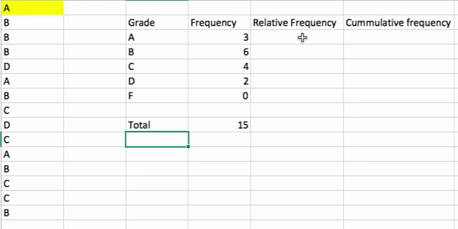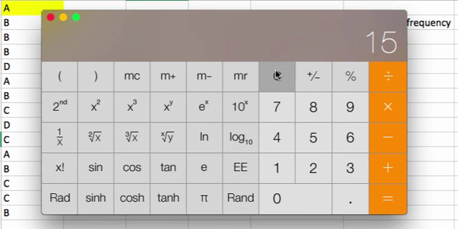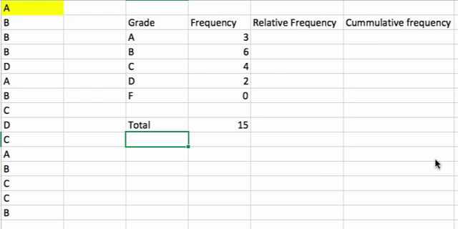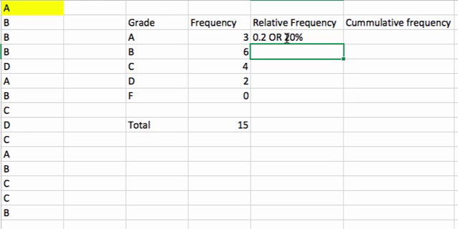Next, I want the relative frequency, or the percentage. To do this, we're going to divide the frequency by the total. Now, relative frequency can actually be represented in two different methods. The first, 3 divided by 15, is 0.2. So we can represent this as 0.2 or 20%. Both are equally acceptable. Please pay attention to your individual assignment in terms of whether they would like it presented as a decimal or a percentage.